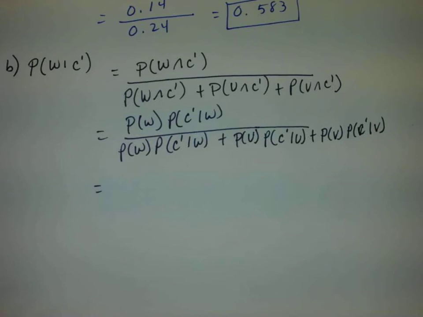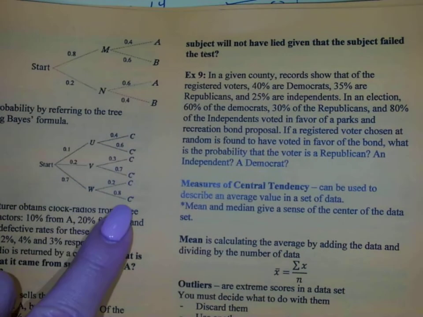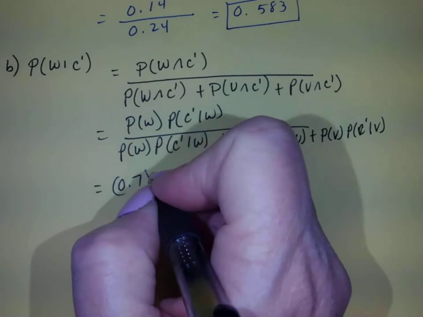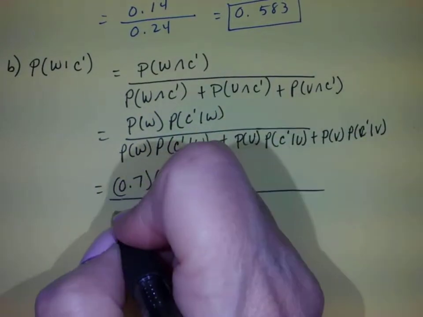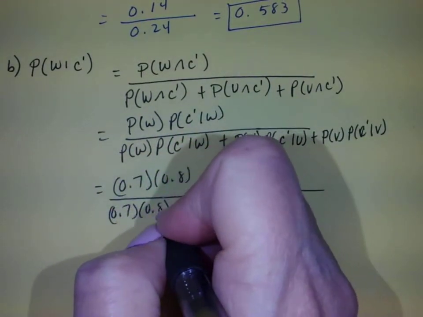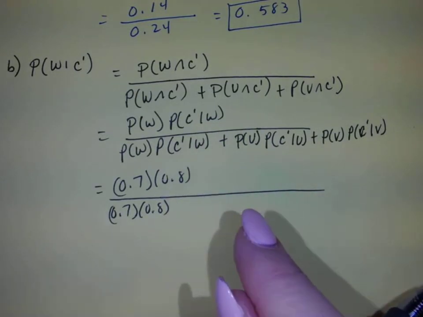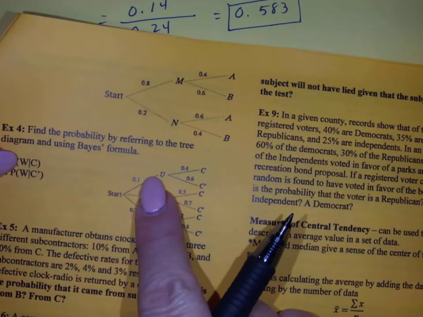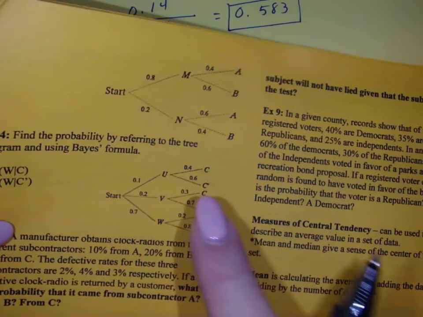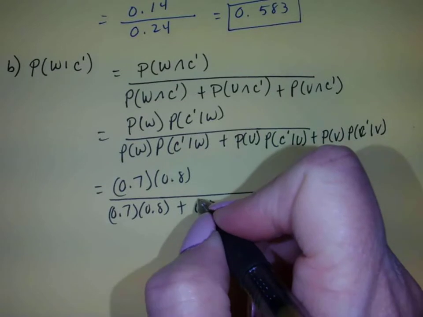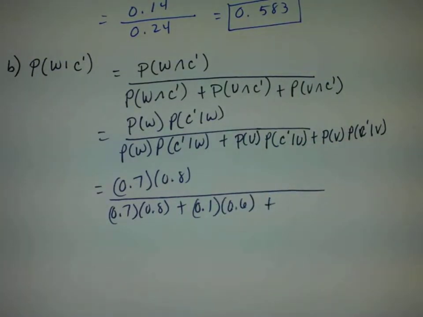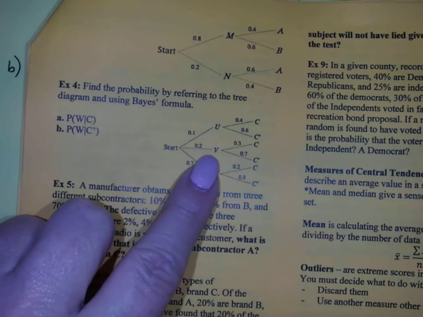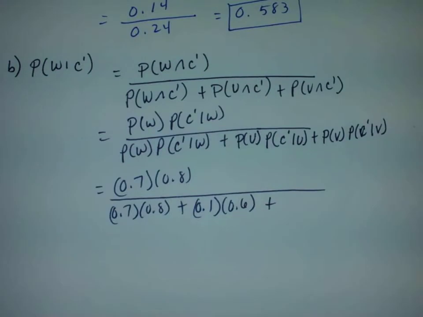All right, so our numbers, our probability of W given that C complement occurred will be 0.7 and 0.8. And then on the bottom, we'll have 0.7 times 0.8 because it's the same values. And then our probability of U will be 0.1 and C complement will be 0.6. And then for V, we have 0.2 and then C complement will be 0.7.